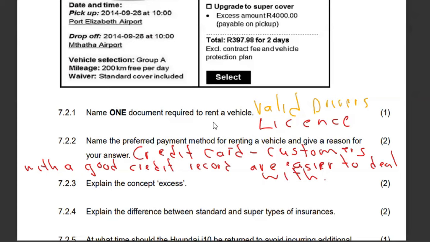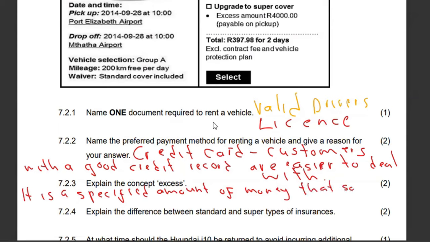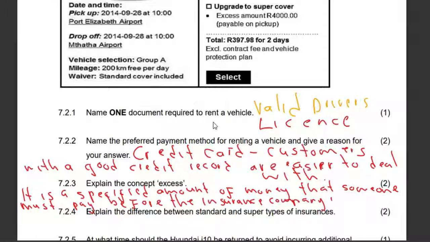Explain the concept of excess. So excess is the specified amount of money that someone must pay before the insurance company will pay for the damage or loss. So that is known as excess.